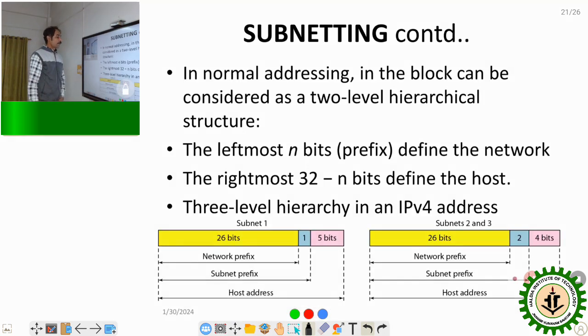And along with this, with normal addressing, we have 2-level hierarchies, that is the net ID and the host ID. With subnetting, we have 3-level hierarchies. Along with the net ID and host ID, we have the subnet ID as well. That is, the net ID is again broken into 2 parts, the network prefix and the subnet prefix. And it is just like telephone numbers, where one country code will be there followed by the zonal code. So if we consider the earlier telephone numbers, this hierarchy is maintained there as well.